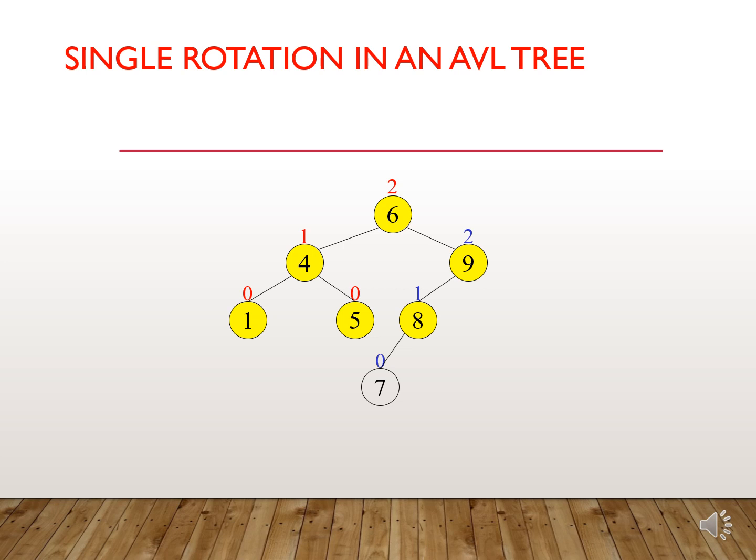Following is an example of single rotation in an AVL tree. Here, the tree rotates about the node 9.